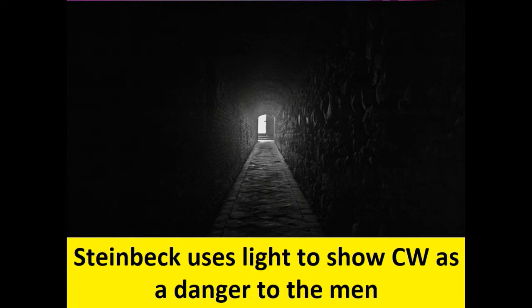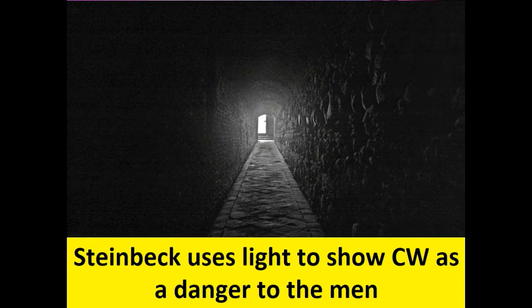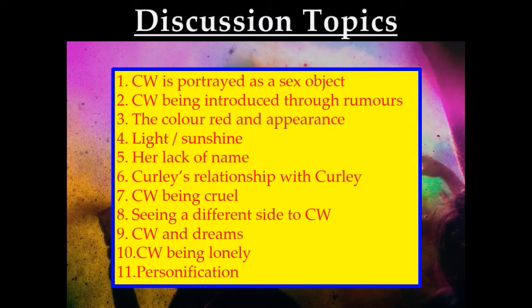I'm writing A grade PEEs for your upcoming Of Mice and Men controlled assessment. This video is looking at how Steinbeck uses light to show Curley's wife is a danger to the men. So here are the discussion topics my class has been looking at in my lessons. Like I say, this one is looking at light and sunshine.